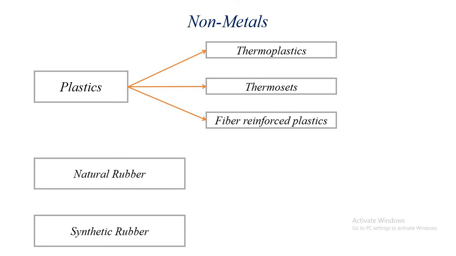Non-metals. Non-metals are broadly classified as plastics, natural rubber and synthetic rubber. Plastics are further classified as thermoplastics which soften due to heat, thermosets which do not soften due to heat, and fiber reinforced plastics which is a type of composite.